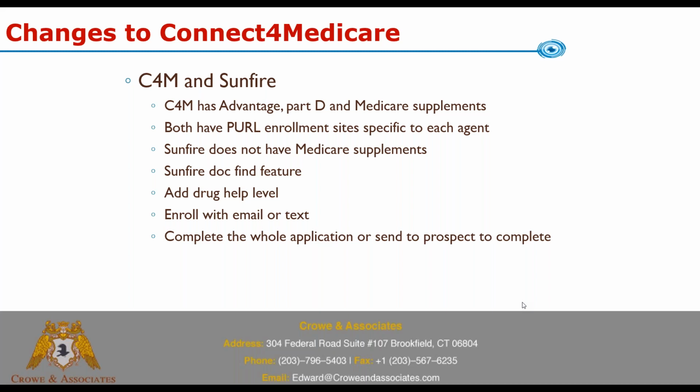Both platforms will allow you to enroll with email or text, which is nice. The text feature is big, especially now. And both obviously will let you complete the whole application yourself and then just send the link by text or email to the client to complete the enrollment. Or you can basically just choose the plan and send the link by text or email to the prospect for them to complete everything. It's up to you.